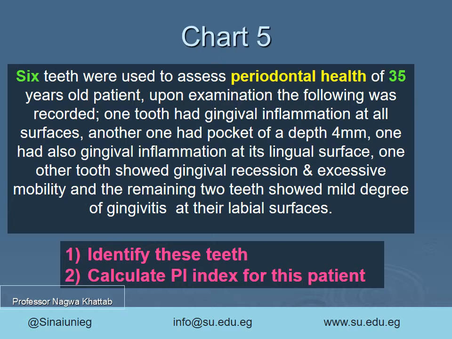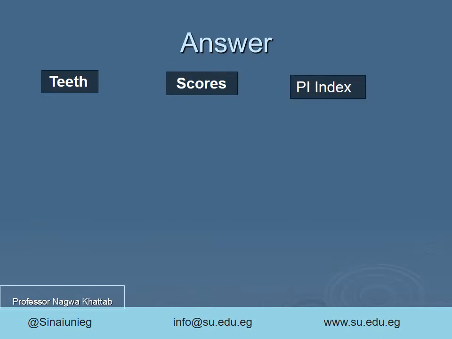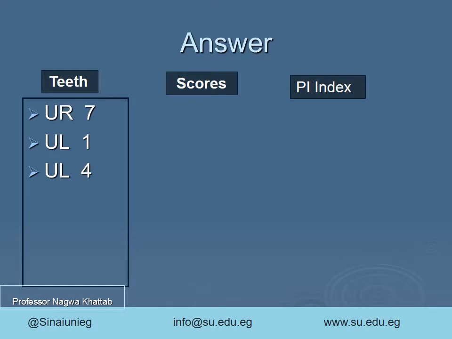The questions: identify these teeth. He told us 6 teeth were recorded. This means you have to report the index teeth, the partial recording system, and calculate the periodontal index for this patient. We put the scores of the teeth. So the teeth are the index teeth selected by Lilienthal.